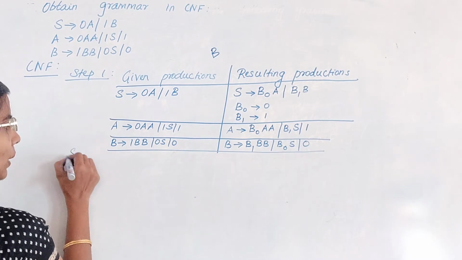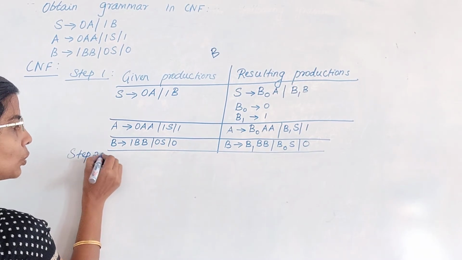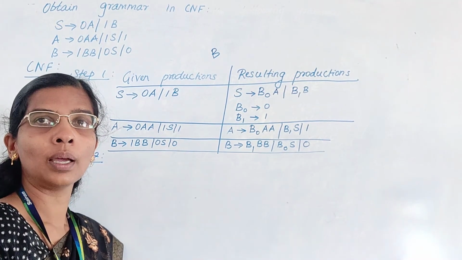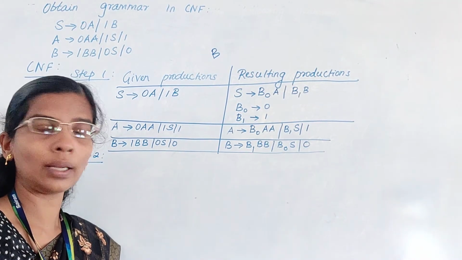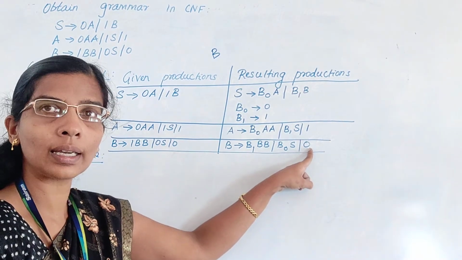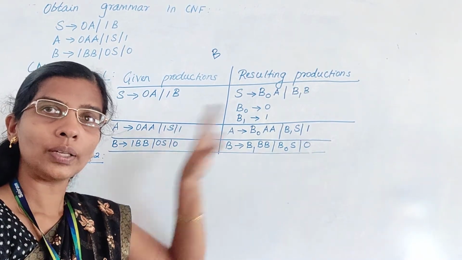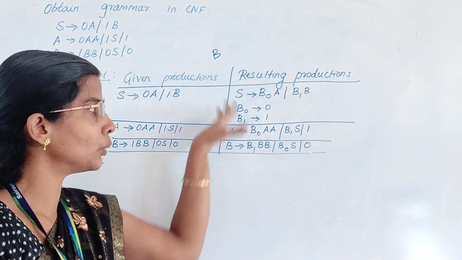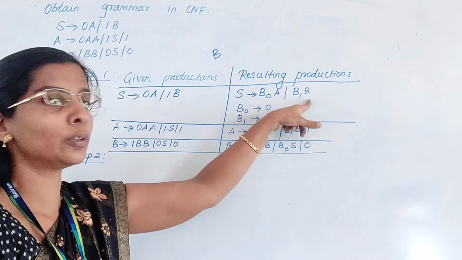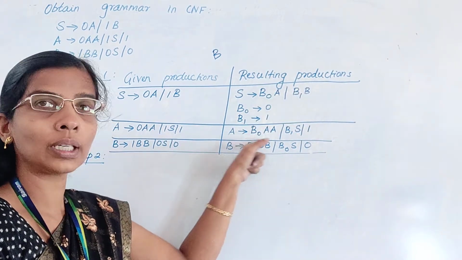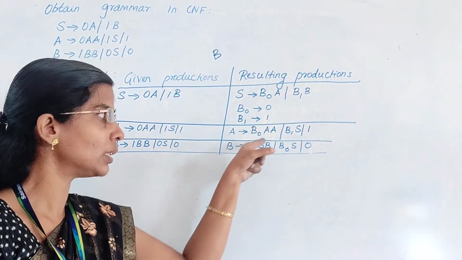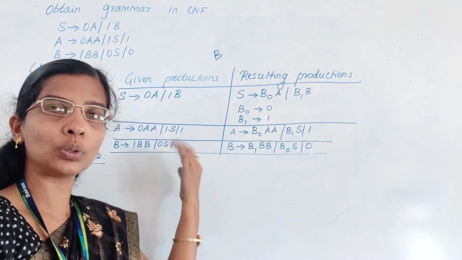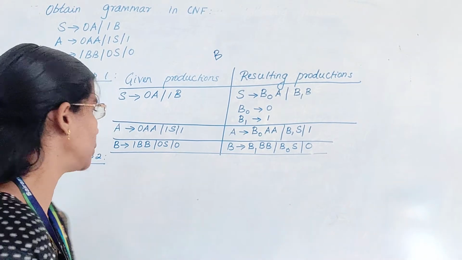Next, grouping. Why should I go for grouping? Because according to CNF, I can have a single terminal. If it is a non-terminal, I should have only 2 non-terminals. See, now you check here, I have 2 non-terminals, fine. Here you check, I have 3 non-terminals. So this is not in CNF form. So I have to group. That grouping I do in step 2.